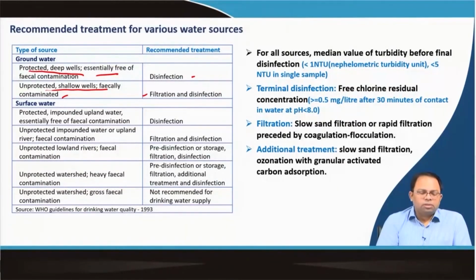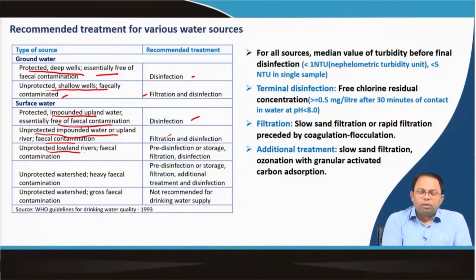Similarly, for surface water sources, if it's a protected impounded upland water, upland water is basically the water channel at levels which are above sea level, at higher levels of the stream, and it is an impounded reservoir, and there is no chance of fecal contamination over there because it's sort of a dam. So there also we can drink the water with disinfection. But if downstream, that is, if it is unprotected impounded water or upland river and fecal contamination is happening, if it is not protected, then we have to go for filtration and disinfection.